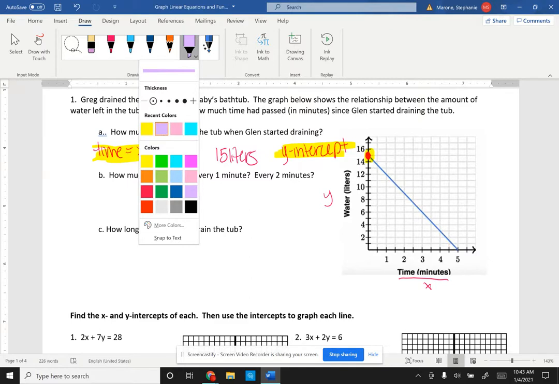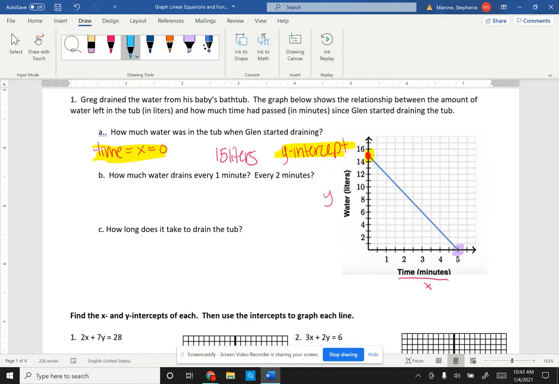Then we can look at the x-intercept. So the x-intercept is that point there. Sorry, I jumped ahead of myself. We're going to look at part C. How long does it take to drain the tub? That is when the water is equal to 0, which is when the y value is equal to 0. This point here is where y is equal to 0. So the water is equal to 0 at this point, and that's at time 5 minutes.